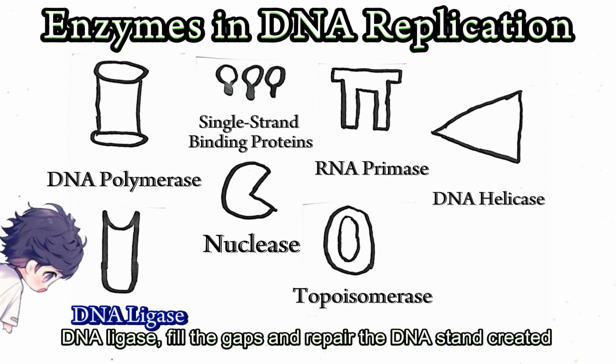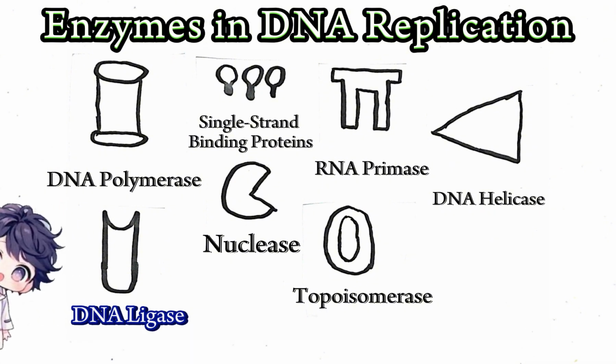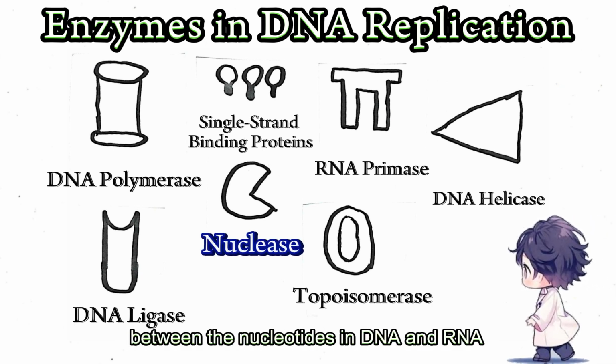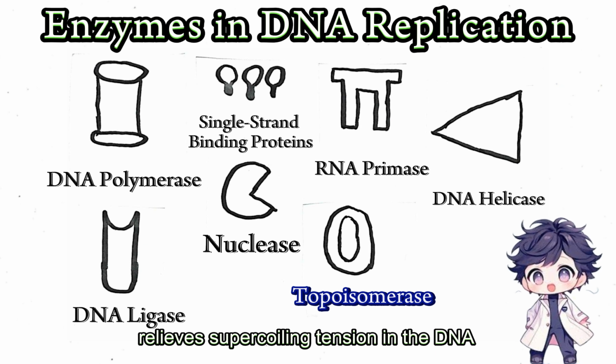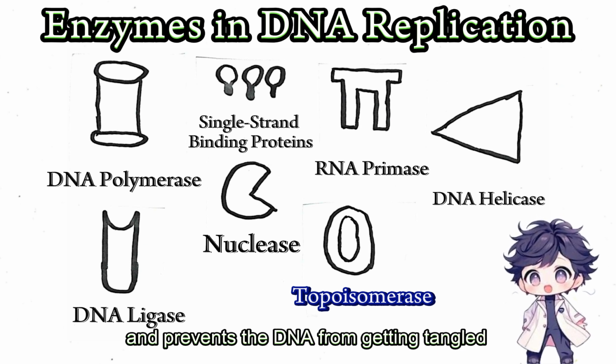DNA ligase fills the gaps and repairs the DNA strand created, joining Okazaki fragments on the lagging strand. The nuclease cleaves phosphodiester bonds between the nucleotides in DNA and RNA. And the topoisomerase relieves supercoiling tension in the DNA and prevents the DNA from getting tangled.